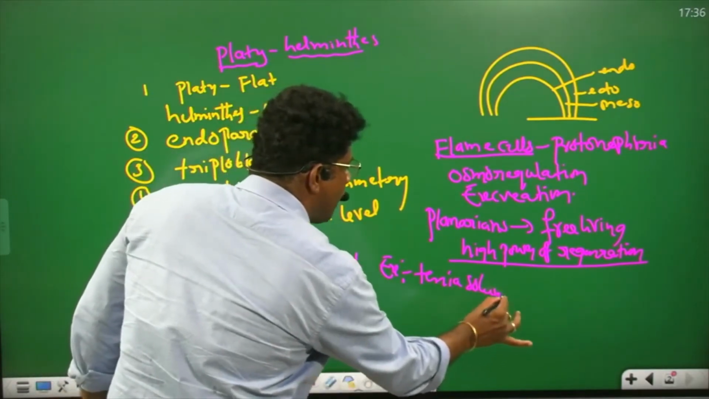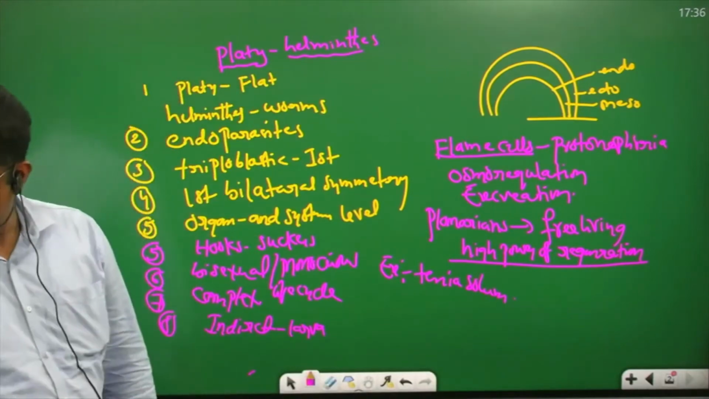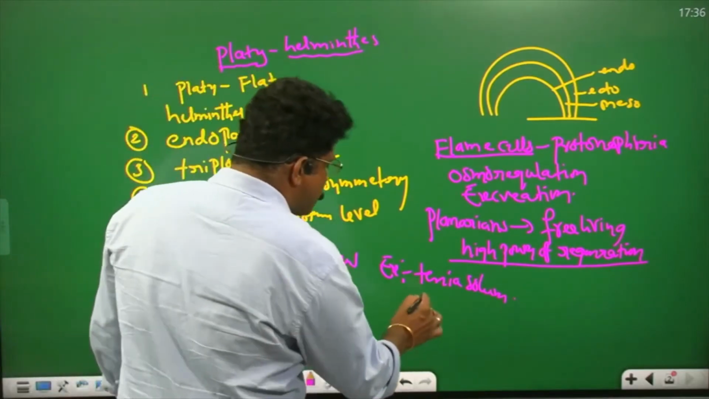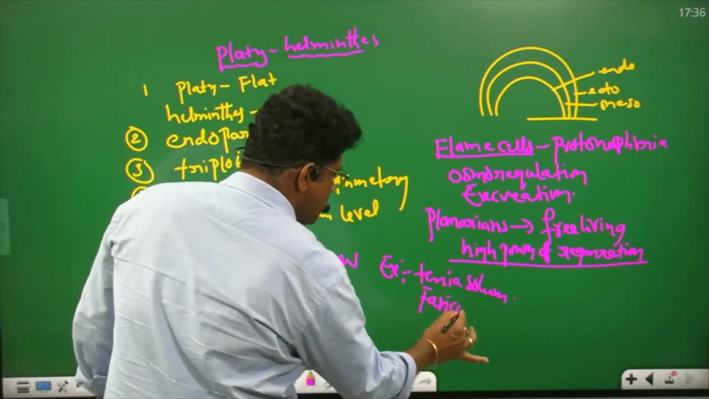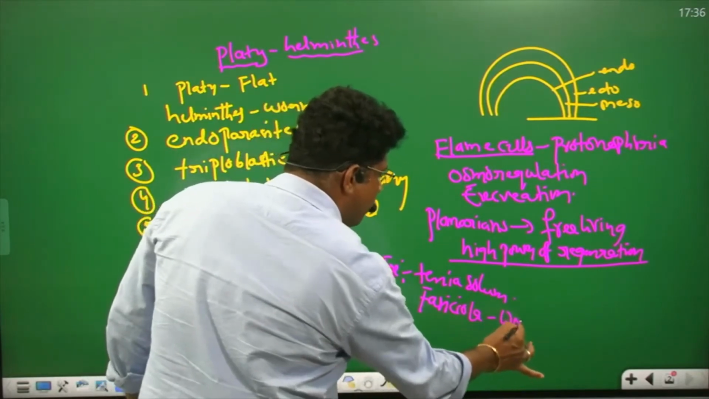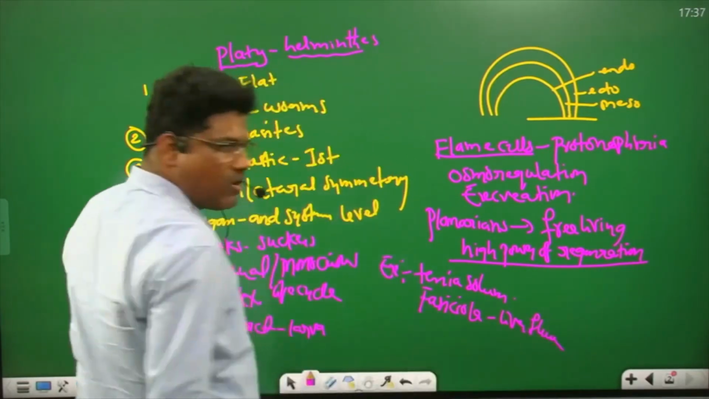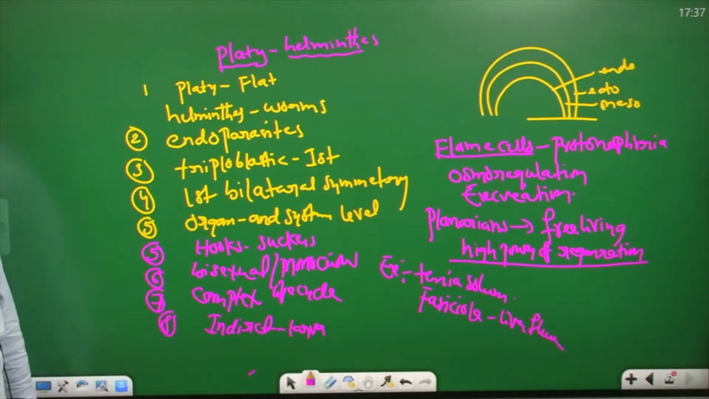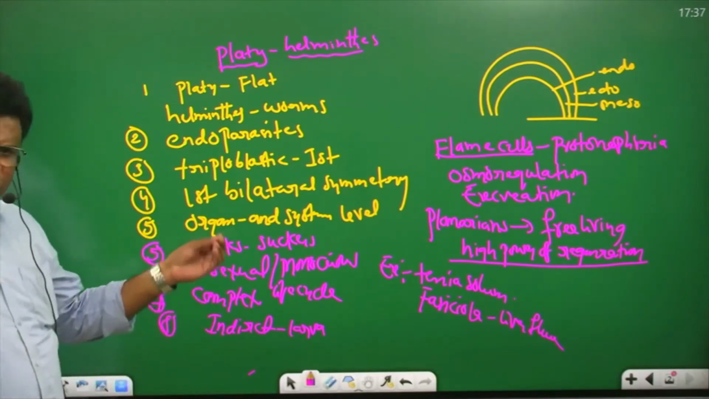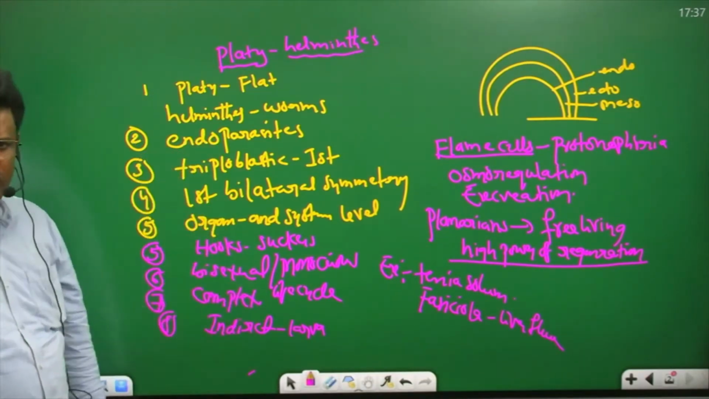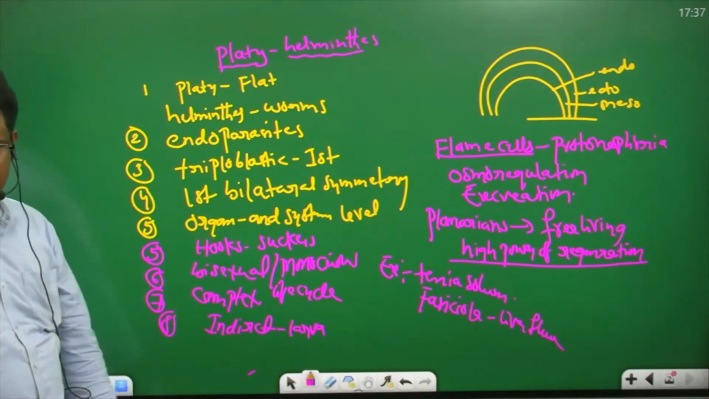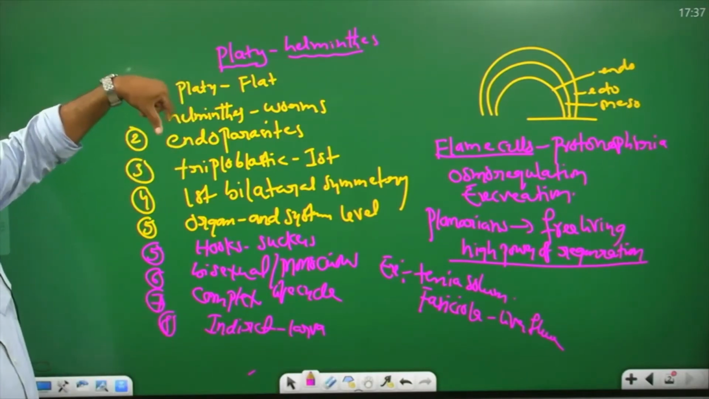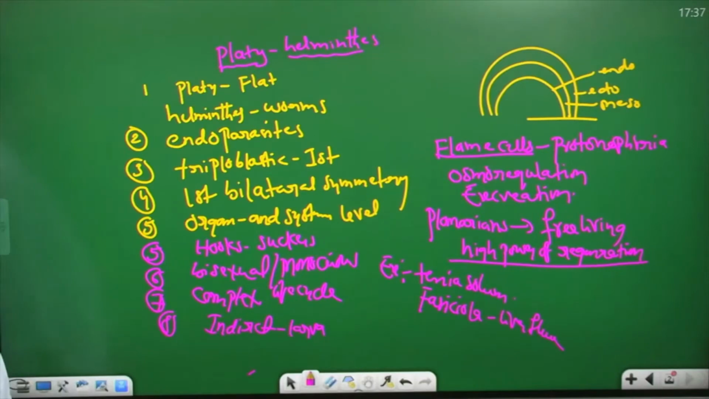Taenia solium is called tapeworm. The second example is Fasciola. Fasciola is called liver fluke. They are the examples. Now platyhelminthes are completed. Simple, just follow these points, only from the NEET point of view. Platy means flat, helminthes means worms. They are the flat worms.